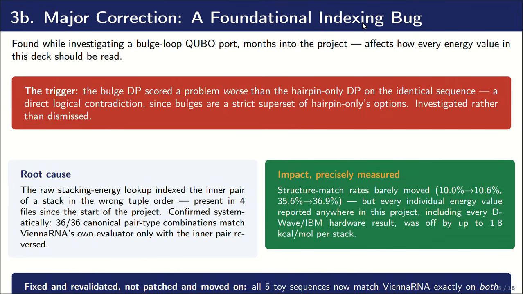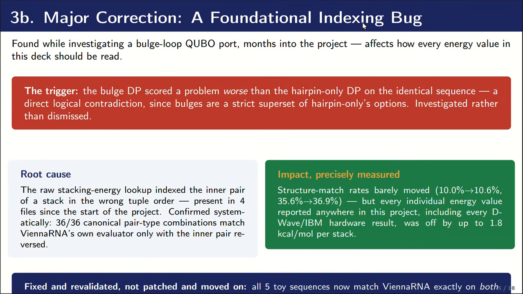I didn't dismiss that as noise. I traced down the root cause: the function that looks up real stacking energies from ViennaRNA's tables was indexing one of the two base pairs in the wrong order. Yes, reversed from what it should have been. The bug had been sitting in 4 different files since basically the start of the project.